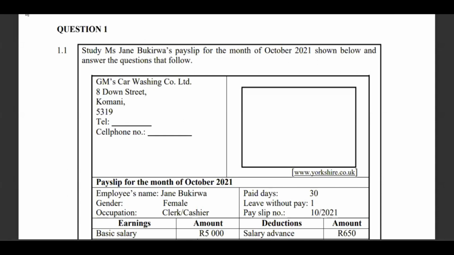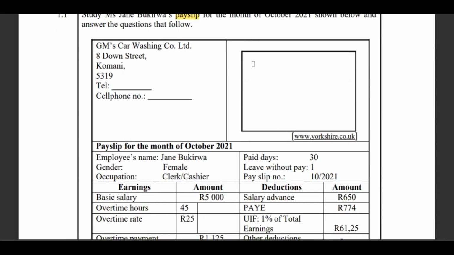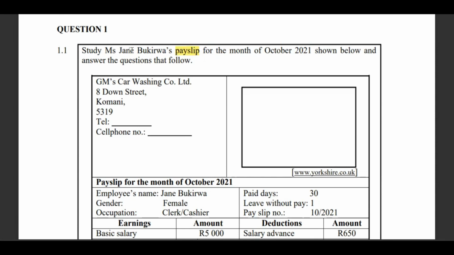What we expect in a pay slip is to see deductions and income. And we look at the gross income, the total income one earns, and the deductions in that given month. Study Mrs. Jane Bukira's payslip for the month of October 2021, shown below, and answer the questions that follow.